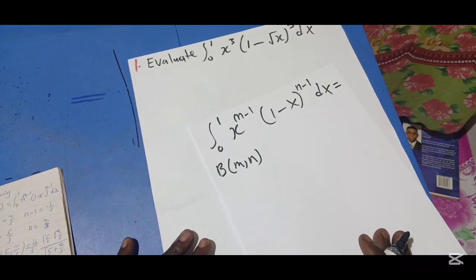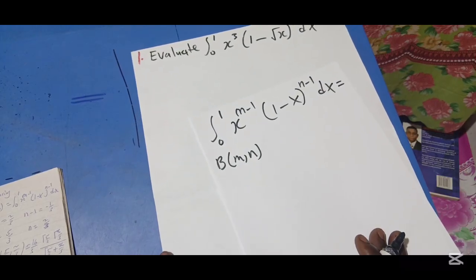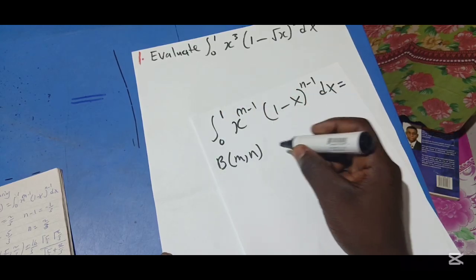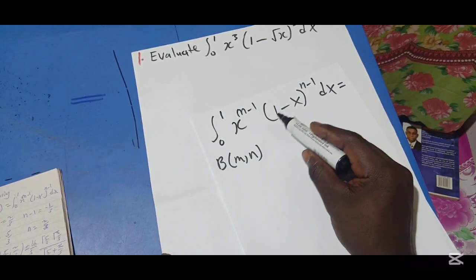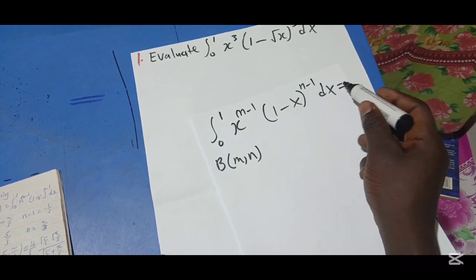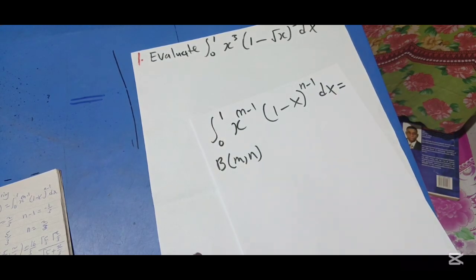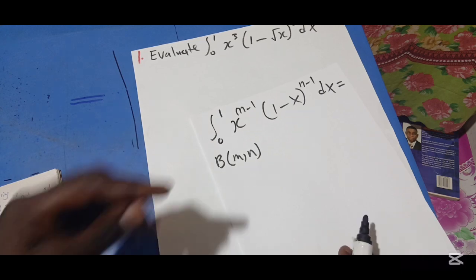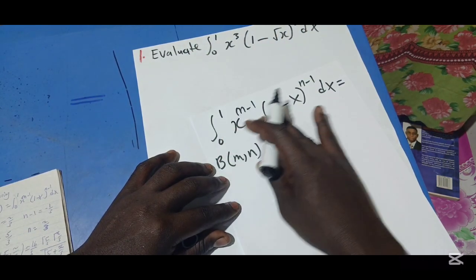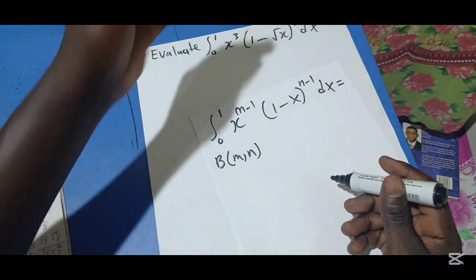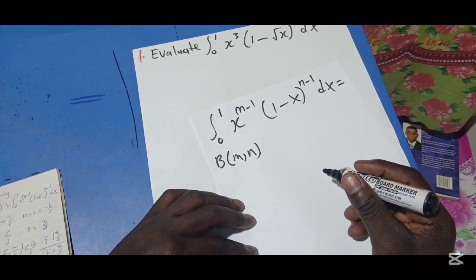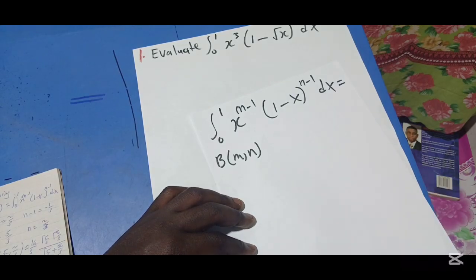And the general definition for the beta function is the integral from 0 to 1 of x to the power m minus 1 into bracket 1 minus x to the power n minus 1 dx, equal to beta of m, n. So we are trying to massage this problem to get a term that will look like this. Generally, we are transforming this question to get a term that looks like this, so that we can apply the idea of beta functions.